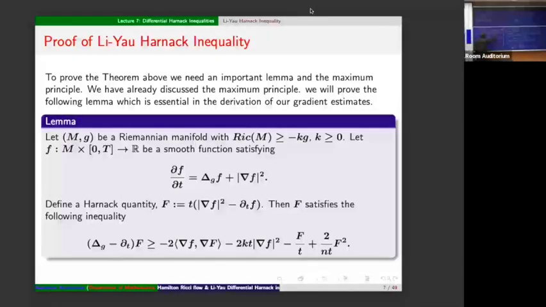Then the second term, you have this, minus 2kt gradient of f squared. So from this one gives you the third term. This is f squared. When you square it, it becomes plus. Then t squared, t will cancel this. So this one gives you plus 2 over n t f squared.